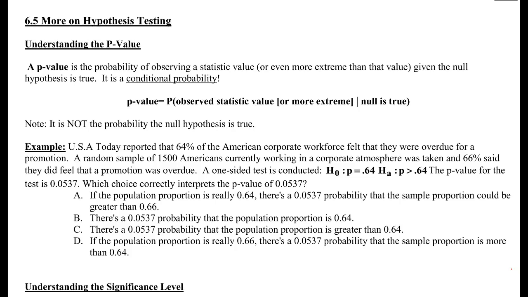In 6.5, I've tried to lay out what the definition of a p-value is. The most important thing from this definition, both the probability-based one and the sentence up above, is our p-value is a probability of observing something as or more extreme than what we got, given that the null hypothesis is true.